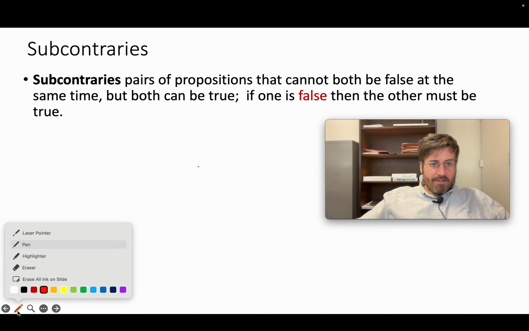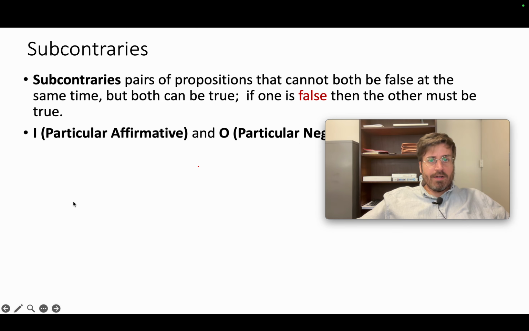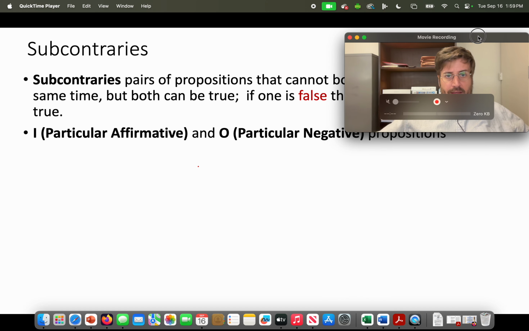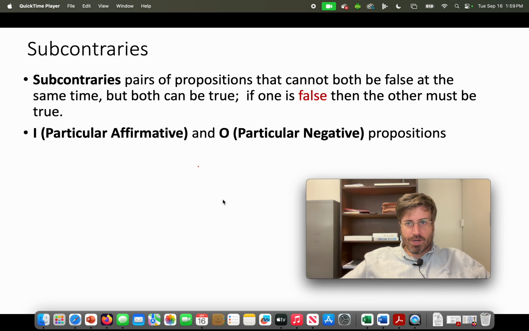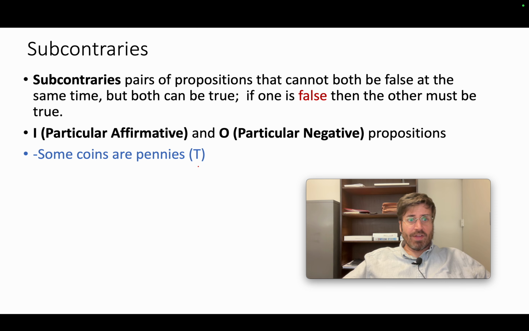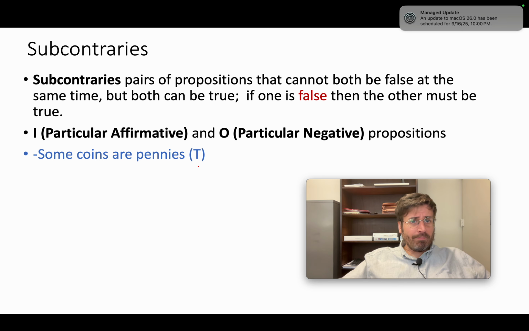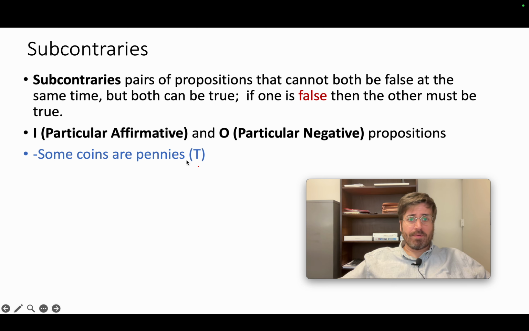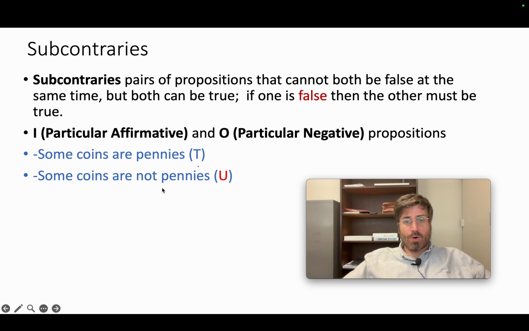So this kind of follows from what we had just worked on here. If we have a particular affirmative, an I proposition, the subcontrary would be the O, the particular negative. Let's take a proposition like this: Some coins are pennies. Just ask yourself, what category of proposition is this? This is a particular affirmative, right? This is an I proposition. And if we begin with a true I proposition, we cannot make the inference about the value of the corresponding subcontrary. That is undetermined, right?